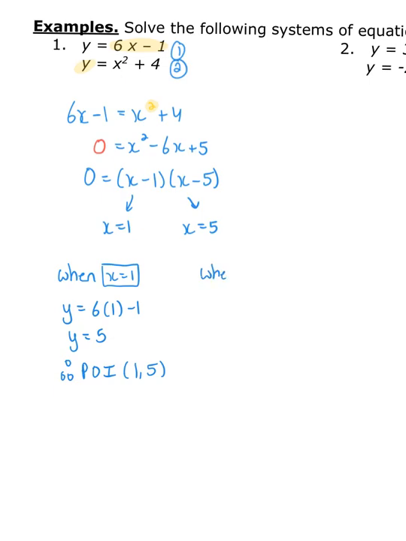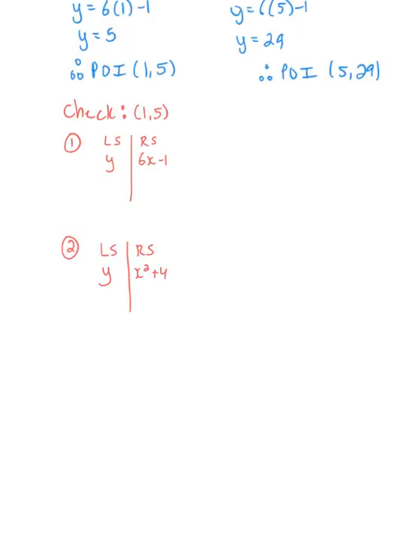And then I'm going to do the same thing for when x is 5. I'm going to substitute it into the same equation. So this time 6 times 5 minus 1, which is 29. So therefore, my second point of intersection is (5, 29). And the last step that you could be asked to do is to check your solution.